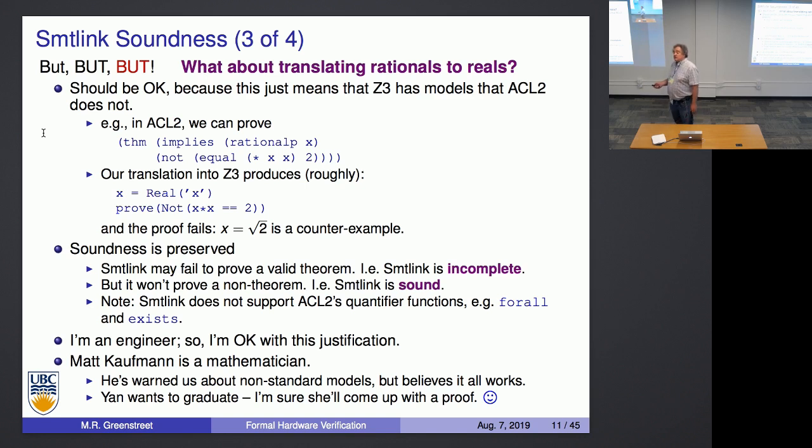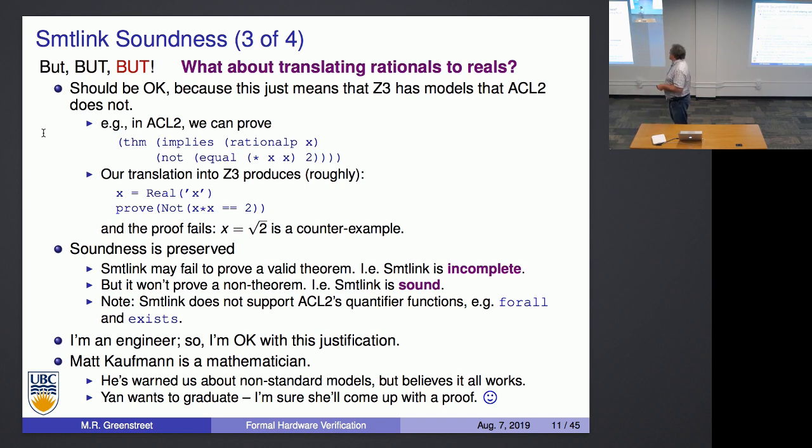Now, part of that relies on the fact that we do not translate quantifier functions like for all and exists, because you could try to state the theorem that there exists an x such that x times x equals 2, and Z3 will say, fine, here's an example. But of course, it's not a rational number. So when you look at that rational justification, I'm an engineer, so I say, yep, that's fine.